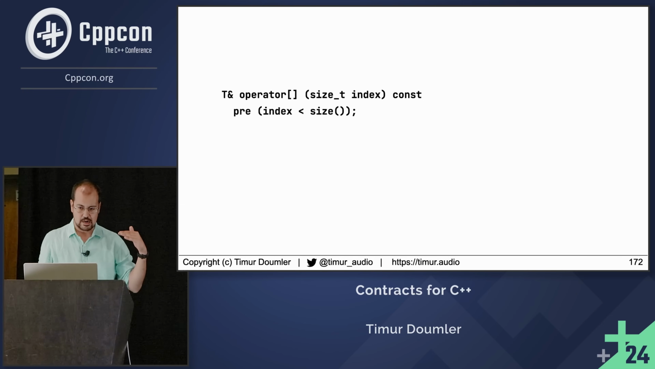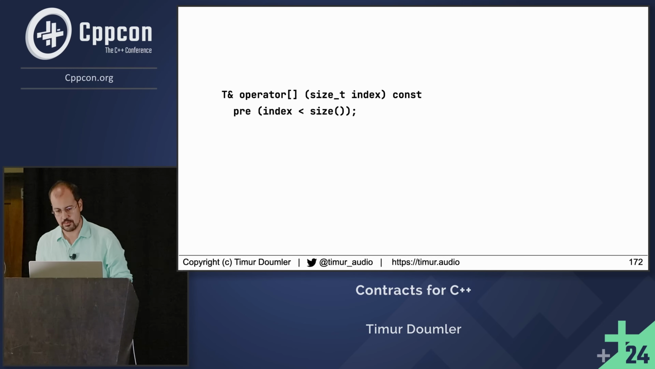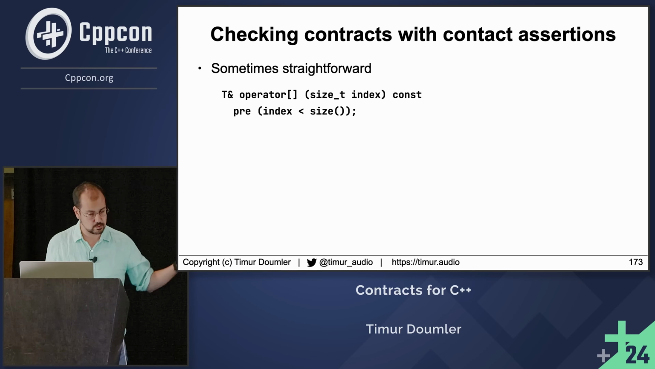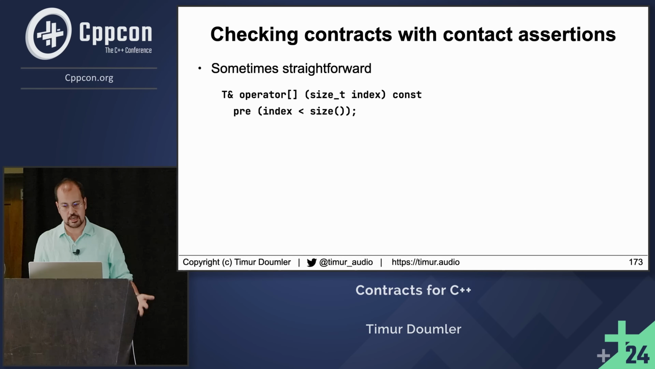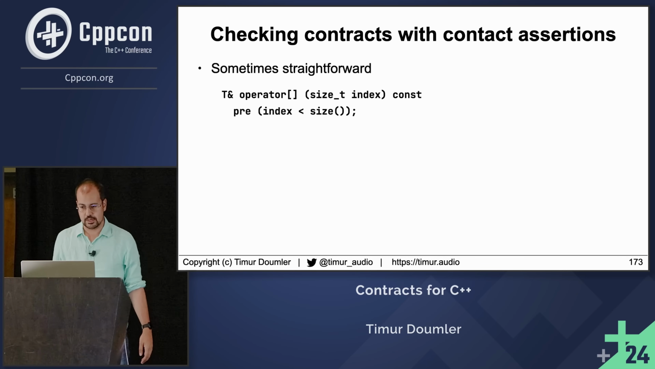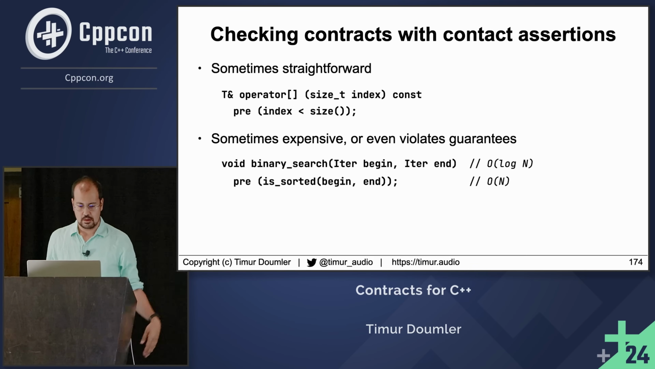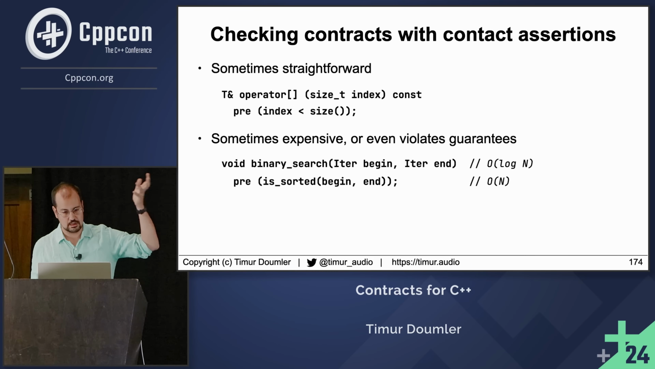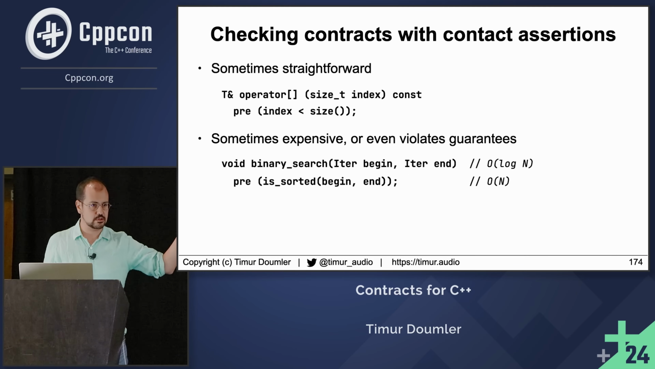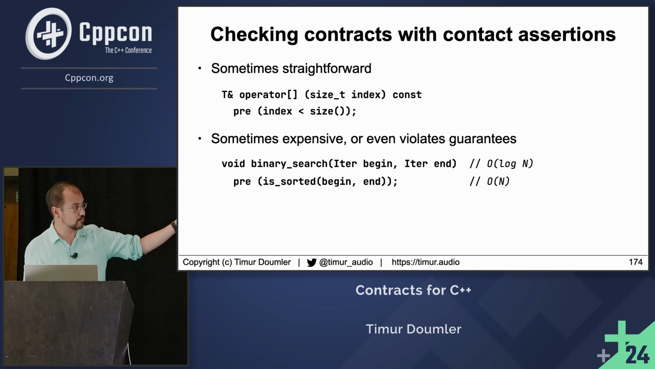There are contracts which you can check easily with a contract assertion, like this one. It's straightforward. There are other cases where you can check a contract with a contract assertion, but it's going to cost you. For example, binary search is O(log n). It has a precondition that the range is sorted. And you can check that precondition, but checking that precondition is O(n).